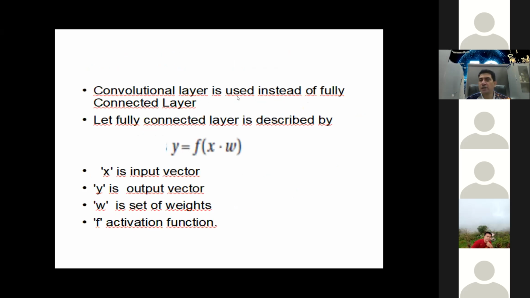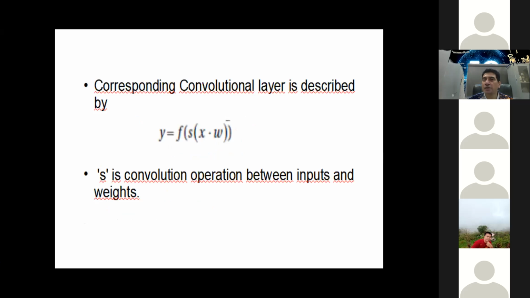A convolution layer is usually used instead of fully connected layers. So rather than using a fully connected layer, if I drop certain things, I think you might have seen some dropouts also. Based upon that, we can get a convolution layer with some input specifics and so on. If y = f(Wx) is a fully connected layer with x as input, y as output, W as the set of weights, and f as an activation function, the corresponding convolution layer is described by this, where S is a convolution operation between inputs and outputs.